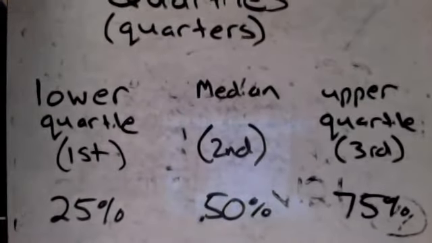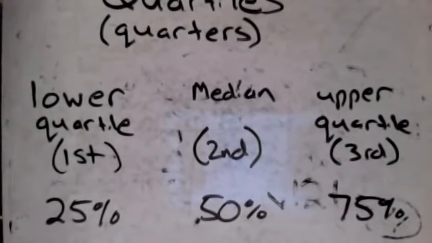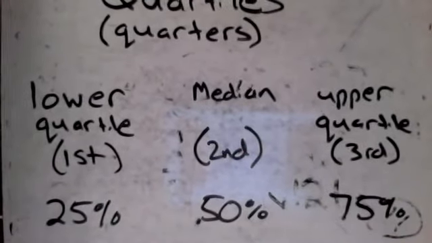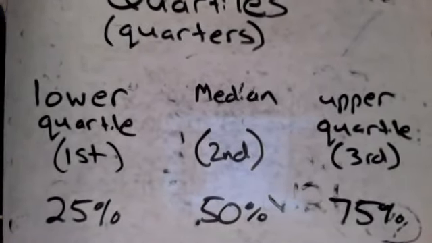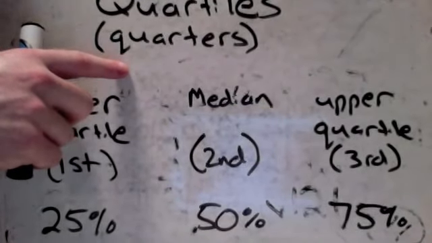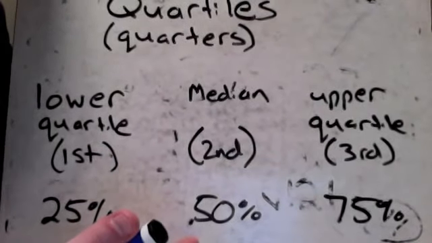All right, topic today is quartiles. Quartiles is a way to analyze and look at the data that we will be looking at coming up here. Quartiles is just another word for quarters. So, for instance, we've already talked about the median before.